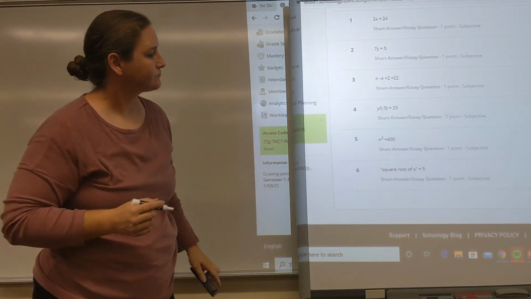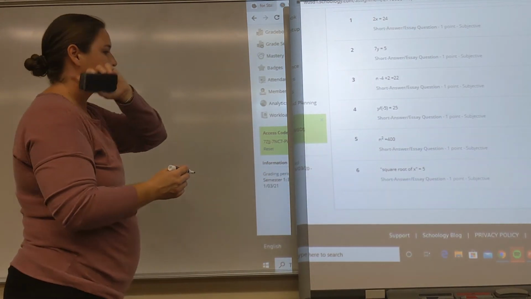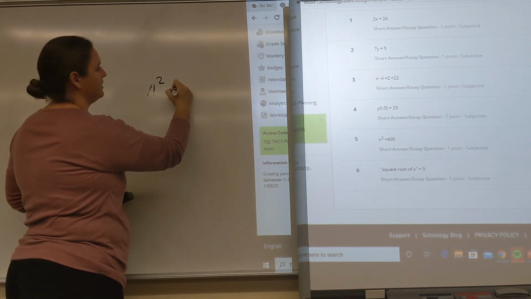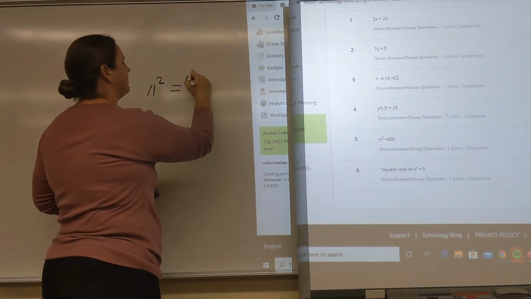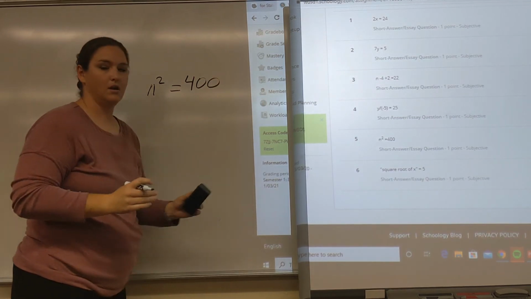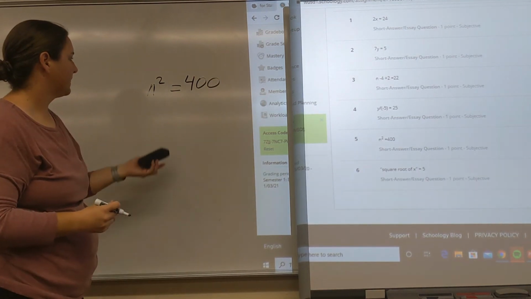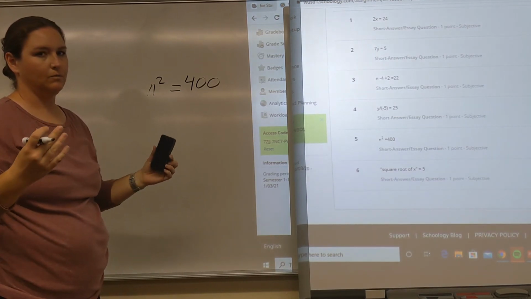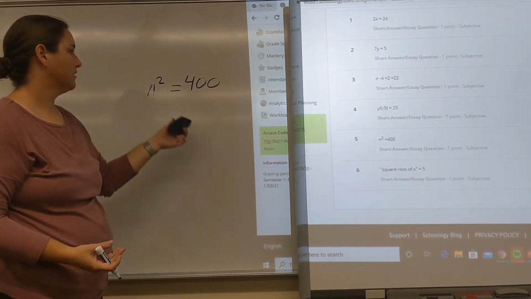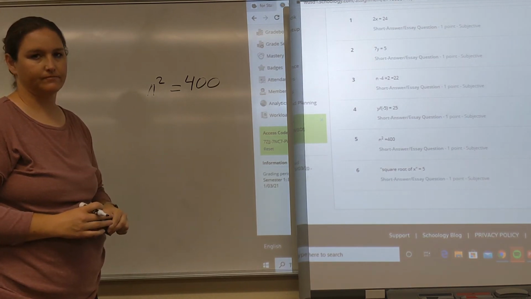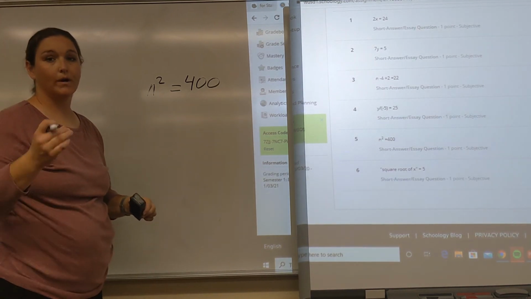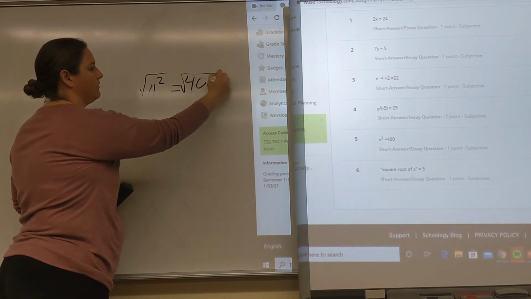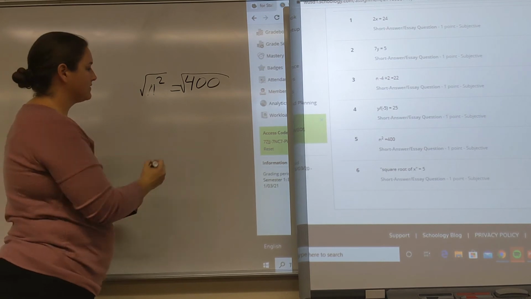Okay. Number 5. We have n squared equals 400. Okay. n squared. What is the inverse of a square? It's a square root. Okay, so we're going to square root both sides. That leaves this side with an n.